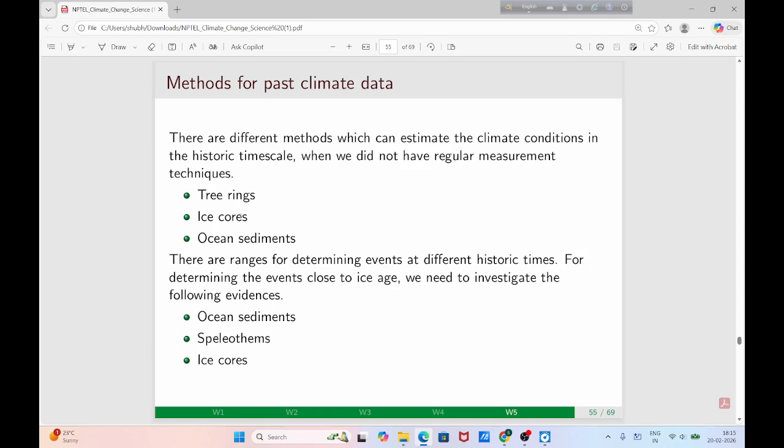But if we are interested in the temperature, we need to study the tree rings in the temperate region or in the polar region, because tree rings depend on multiple factors such as temperature, rainfall, humidity, etc. So if you are interested in temperature in the higher latitudes, then tree rings are of course a very good proxy.